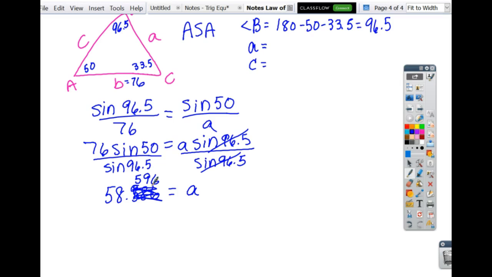So the last thing I need is C. Again, I'm going to start with what I know: the sine of 96.5 over 76, and this is going to be the sine of 33.5 over C. Cross multiply and solve for C. What is C? 42 point what?